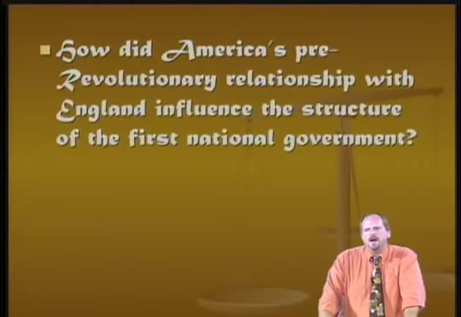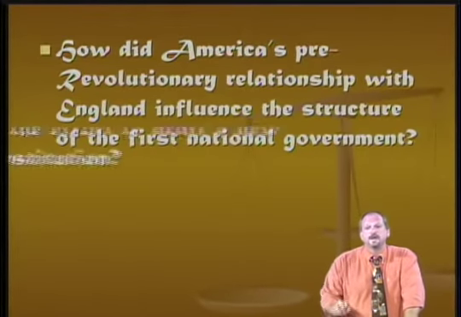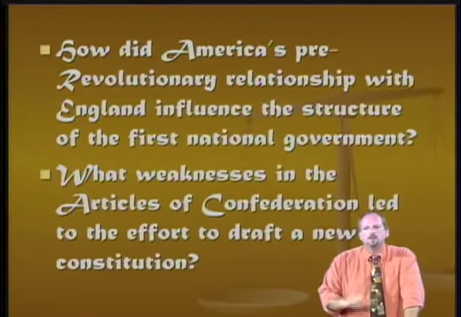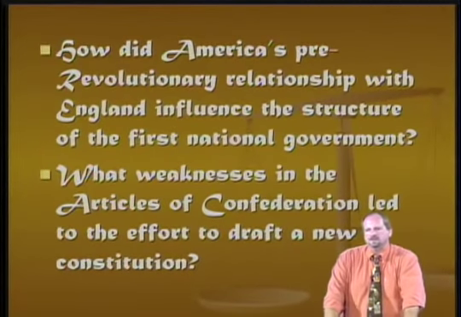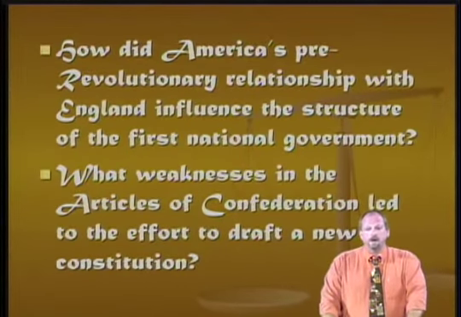We're going to keep in mind, how did America's pre-revolutionary relationship with England influence the structure of our first national government? And we also want to identify some of the weaknesses that were existent in the Articles of Confederation that led to an effort to draw up a new constitution.